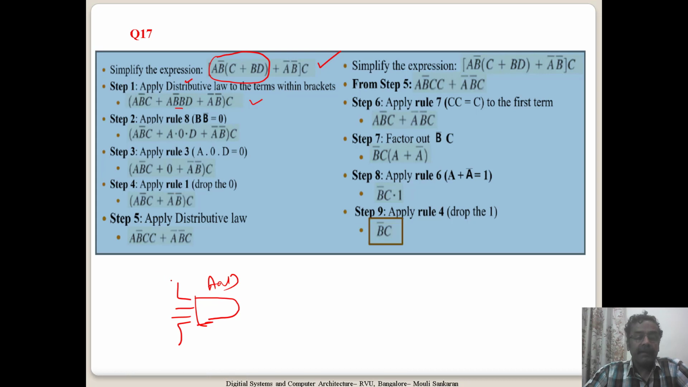This is the expression, right? A, B, B bar, and D. These are the inputs given to the AND gate. Now we want to see what is the output of this expression.